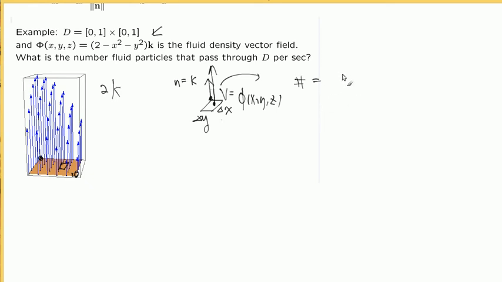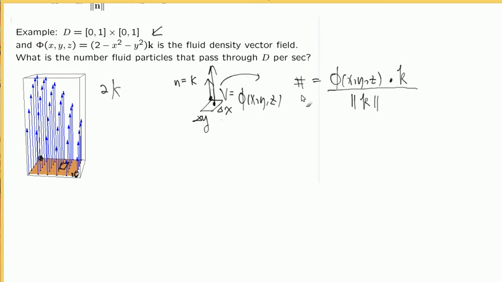So the dot product of this density vector, phi of x, y, z, multiplied by the normal vector k, right? There's no p and q in here. If it is just a normal vector, we have to divide the scalar by what? Yes, the size of the normal vector, right? This will be just the density, correct? This will be just the density.